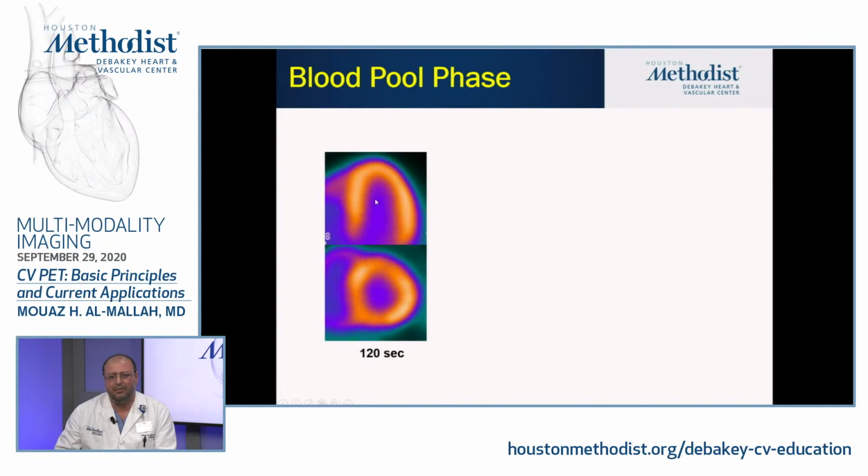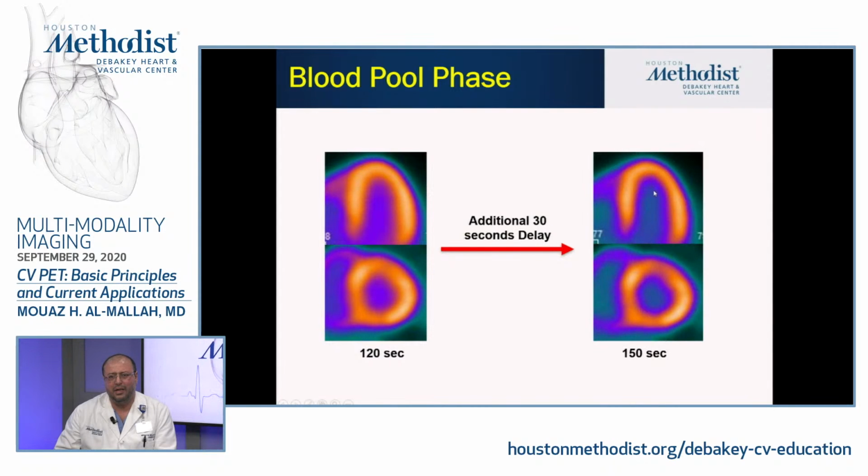So that's why if the fellow looks at this and sees there's still a lot of blood pool activity here, I'm just going to add an additional 30 seconds to clear it. And now you can see you have less rubidium in the blood pool and sharper edge delineation, which will give more accurate volumes and ejection fraction.